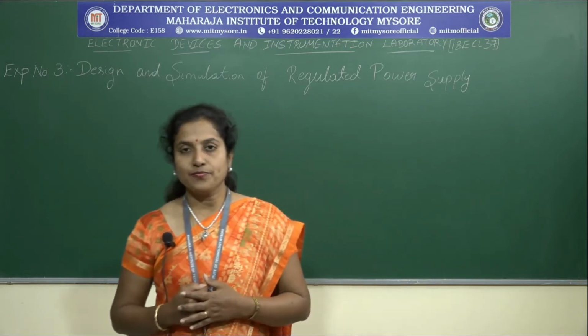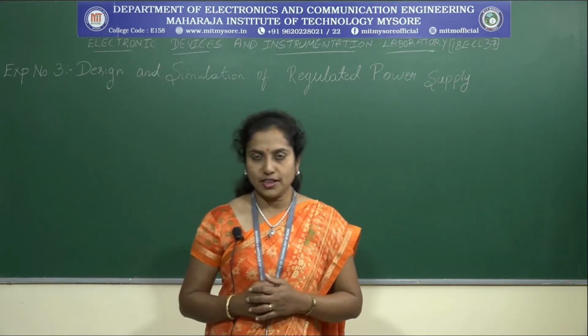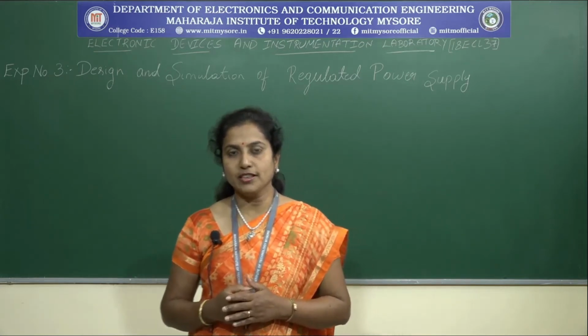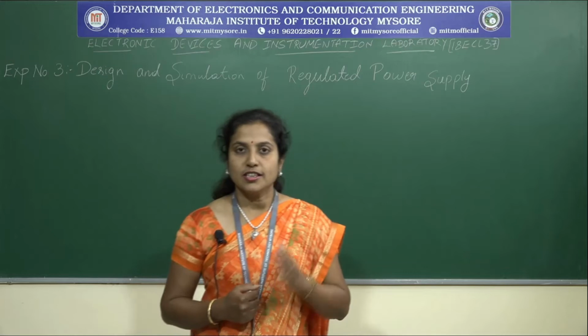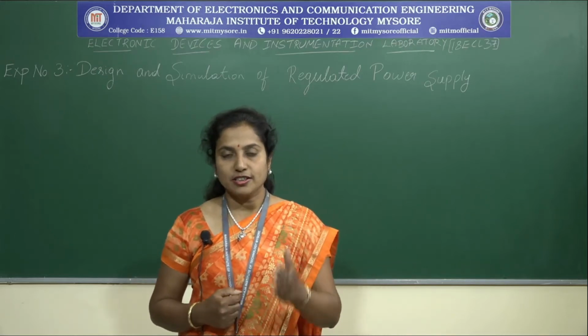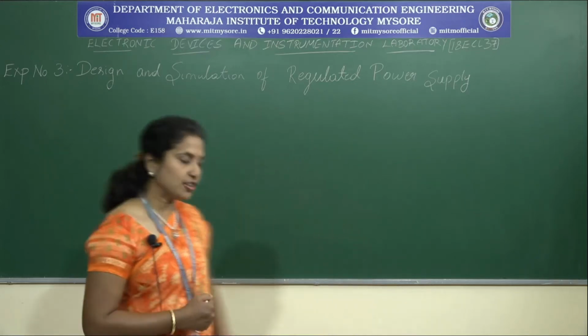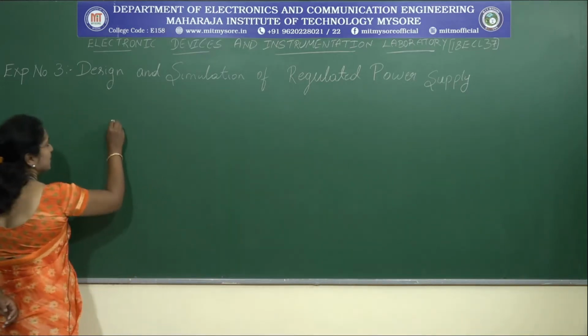First, let us know what the components of the DC power supply are. There are 4 components of the DC power supply. The first one is the transformer, the second one is the rectifier, the third is the filter, and the fourth one is the voltage regulator. First, let us know the first one, the transformer.